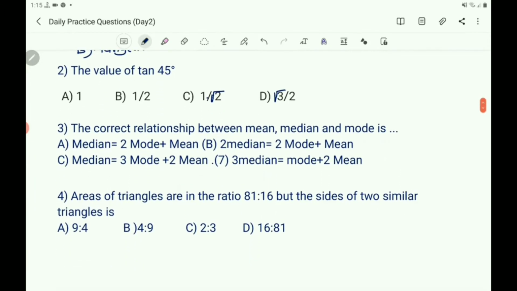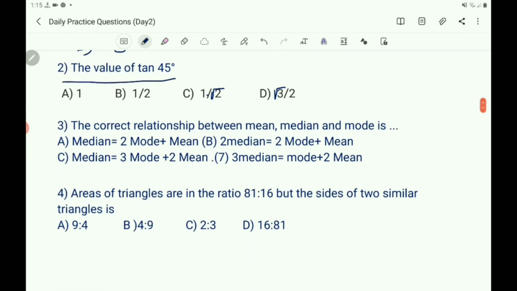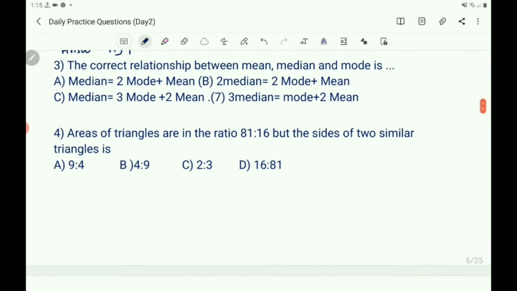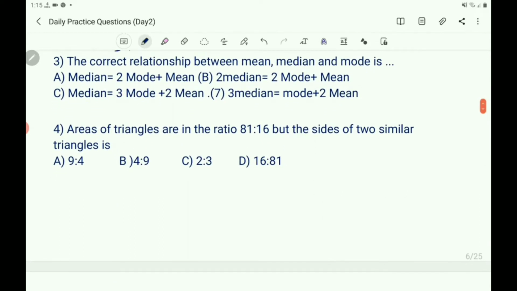Next you take the second question. The value of tan 45 degree. You know the value of tan 45 degree, that is 1. You must know the values of the trigonometric ratios from 0 degree to 90 degree, and the tan 45 degree is equals to 1. So you write the answer option A, that is 1.